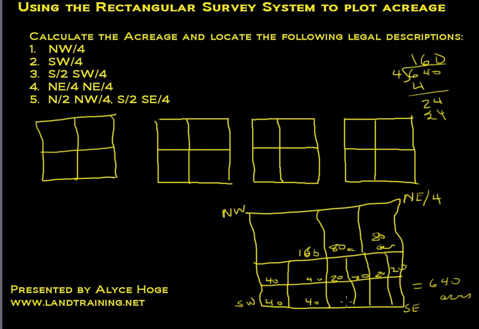And you can continue. You can divide the 20 into 10. This would be 10. This would be 10. You could divide that 10 into half. This would be 5. This would be 5, etc., etc.